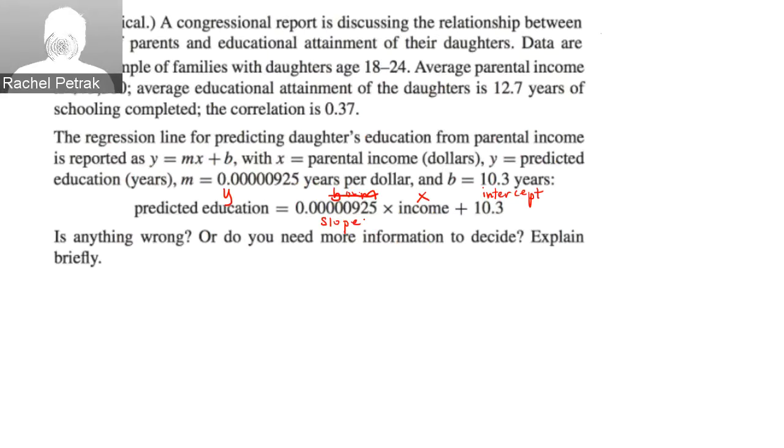Now they're asking us, is something wrong with this equation? Do we need more information? So let's look at it. How would we know if something is wrong with the equation? Well, one way is that we know that the regression line has to go through the point of averages. In this case, we'll see that the regression line doesn't.